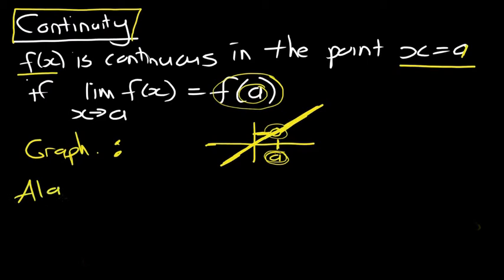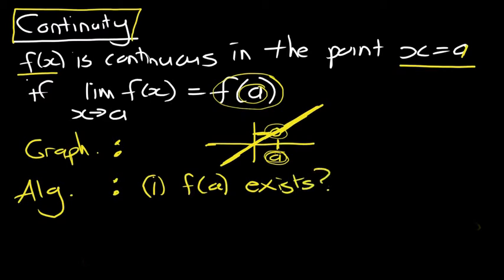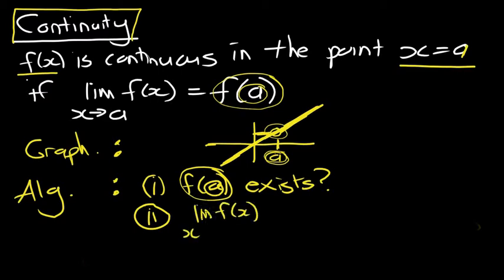Now, algebraically, how do we determine, by doing sums, whether a function is continuous? Well, you basically have three tests. The first one is you must determine if f(a) exists. So you must put the x value equal to a into the function and see if it does exist. That's the first test you do. The second test is to look at the limit of f(x) as x approaches a.